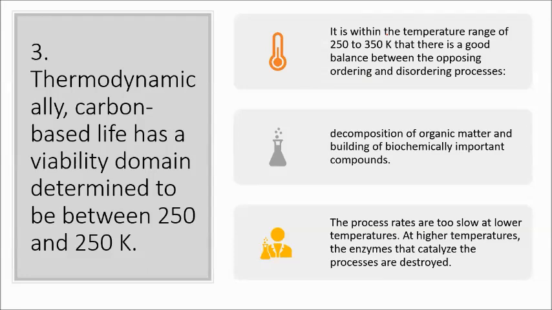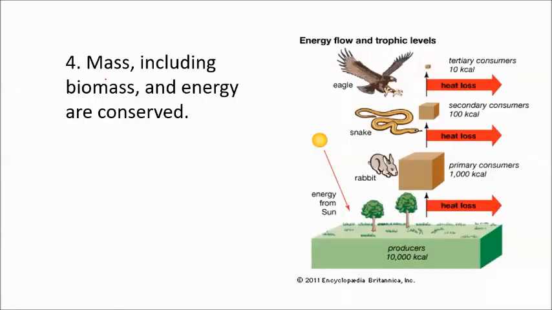Okay, so the composition of organic matter and building of biochemically important compounds, and the process rates are too slow at lower temperatures. At higher temperatures, the enzymes that catalyze the process are destroyed. Okay, so this is true, no? At higher temperature, enzymes that catalyze the process are destroyed. Okay, next, we have that mass, including biomass, and energy are conserved.